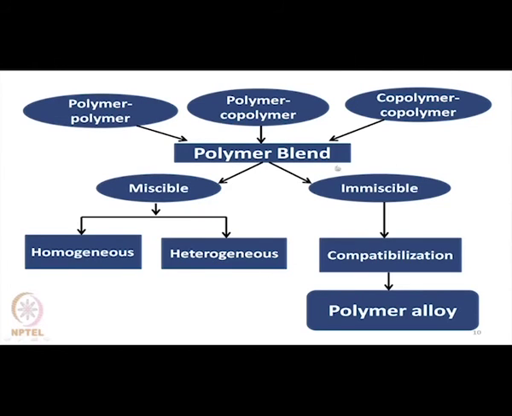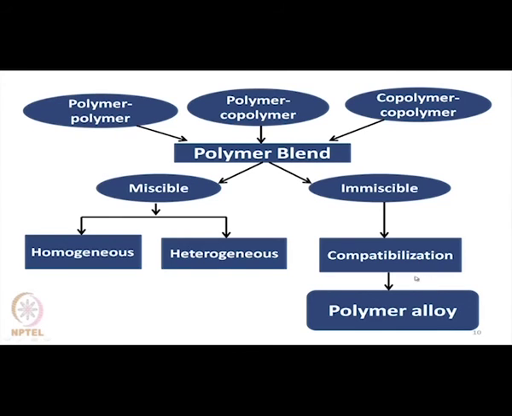Then, if the component polymers are immiscible, we have to adopt certain measures on the component polymers, so that the two component polymers can be miscible. That is done through compatibilization, and ultimately we get a polymer alloy or solid solution of two different component polymers. This way we can get multi-component polymer systems.